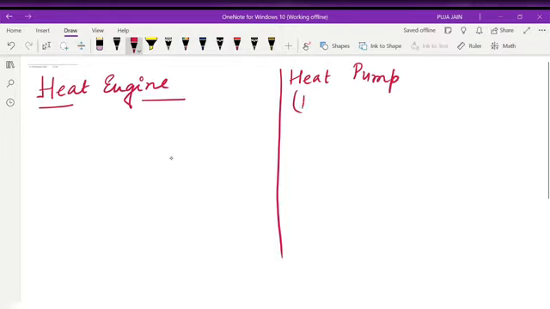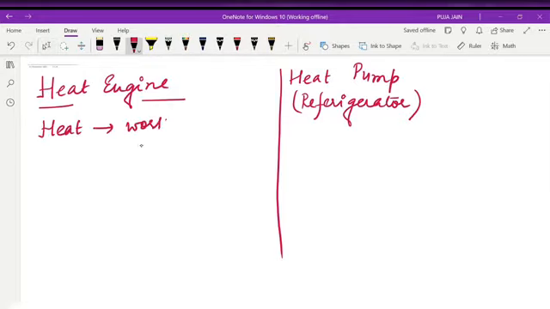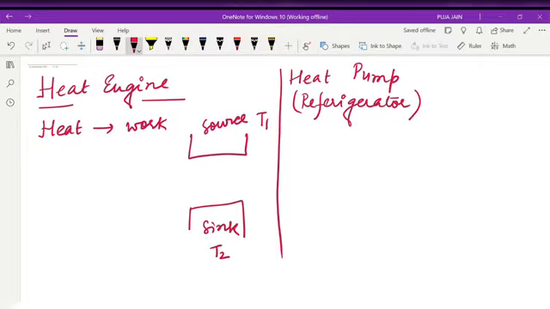We can also call this a refrigerator. See, heat engine is basically what happens here. Here, heat is basically converted to work. Now suppose there is a source and there is a sink. Now source is at a temperature T1 and sink is at a temperature T2. Obviously T1 is greater than T2. So source is basically called hot and sink is basically called cold.